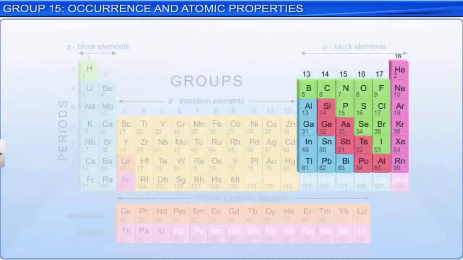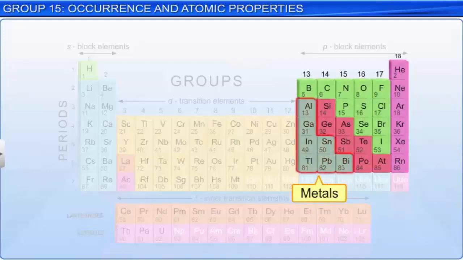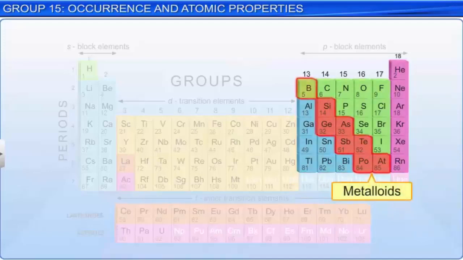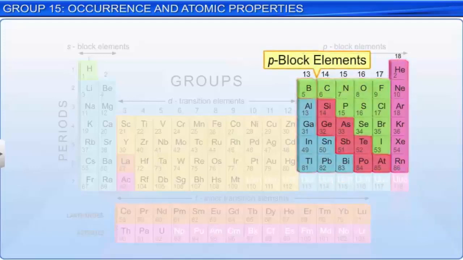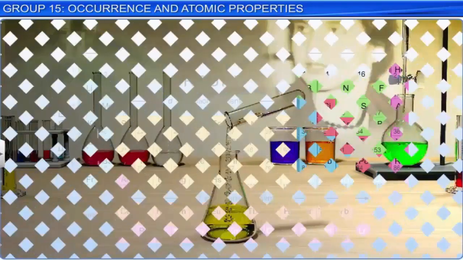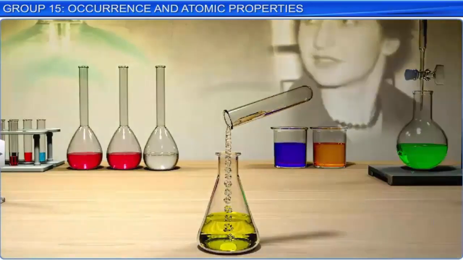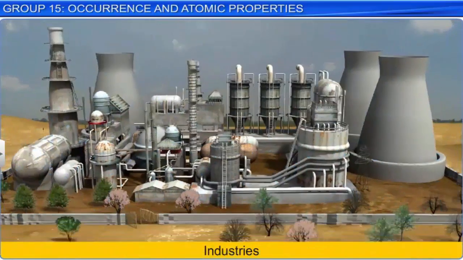Most p block elements are non-metals, while the remaining are metals and metalloids. Thus, the presence of all the three types of elements in the p block of the long form of the periodic table brings diversification in the chemical behavior of these elements. The study of these elements is an important area in chemistry, as these elements and their compounds have immense significance in industries and day-to-day life.